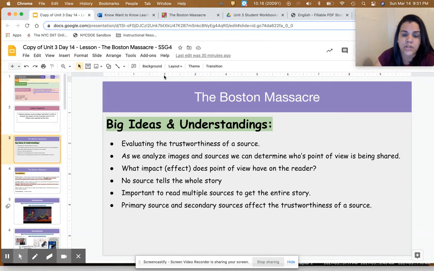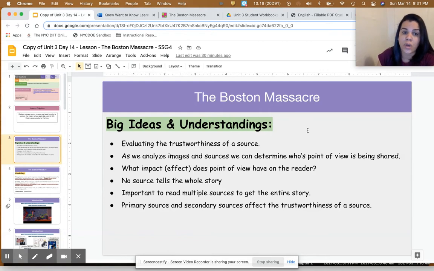Some big ideas and understandings are that students should be able to evaluate the trustworthiness of a source, and that trustworthiness of a source can be impacted by whether it's a primary source or a secondary source, and whose point of view is being shared in the source. What impact does point of view have on us as the reader? No source tells the whole story, and therefore it's important to read multiple sources to get the entire story. And that's going to be true for the Boston Massacre, right?